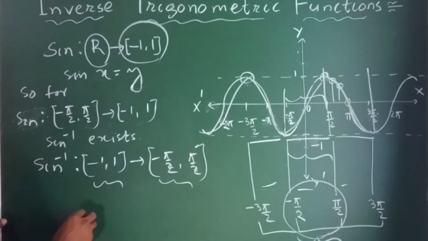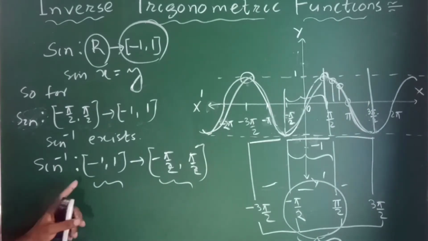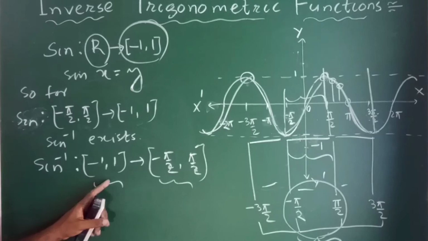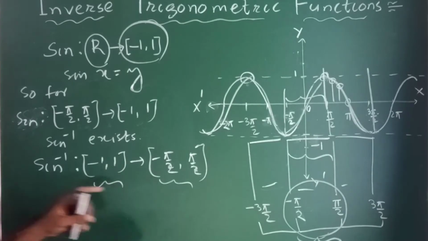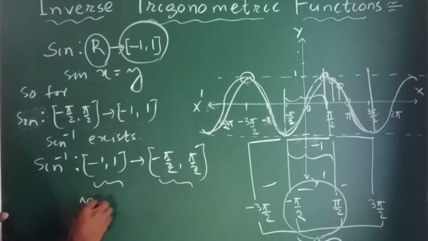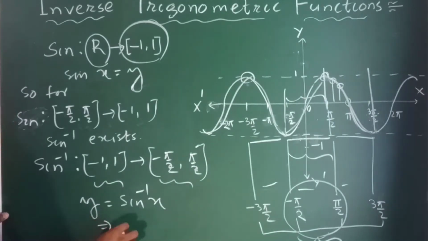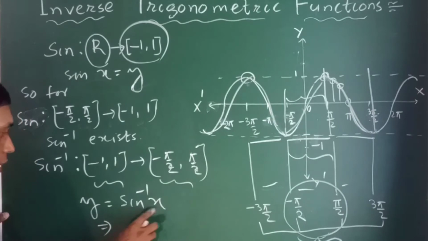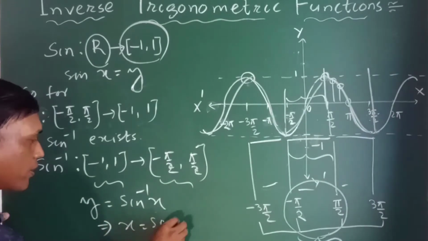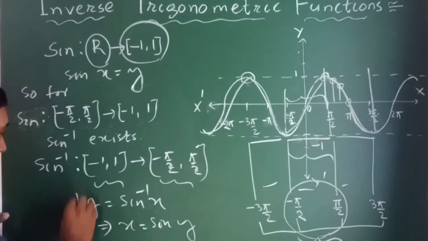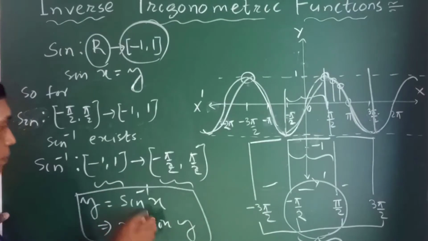And here we write the inverse function. If sine inverse is a function from minus 1 to 1 to minus pi by 2 to pi by 2, then we can write y is equal to sine inverse x. This implies if y is equal to sine inverse x, then x is equal to sine y. So this is the representation of inverse function.